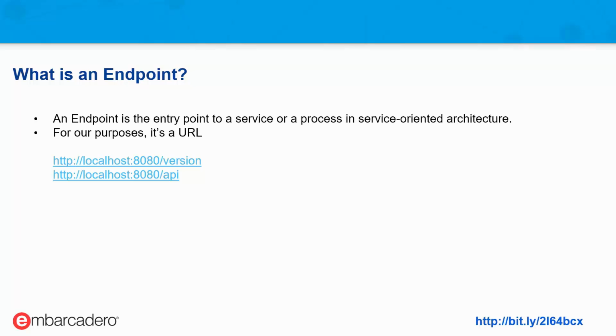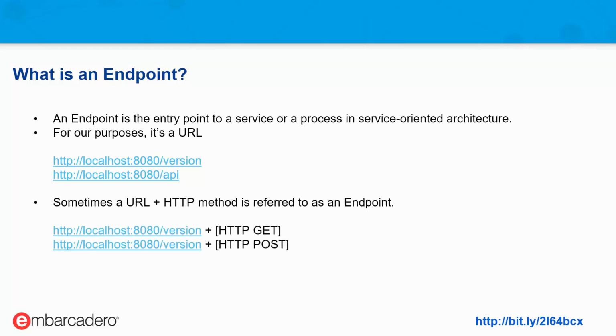So if we take a look at the two example URLs, which are EMS URLs for a locally hosted EMS server, we can see that the only difference between them is the end of the URL, where we say version or API, and that is an endpoint. That is the location at which our service is available.